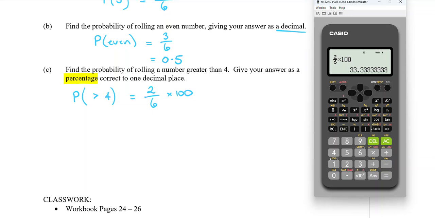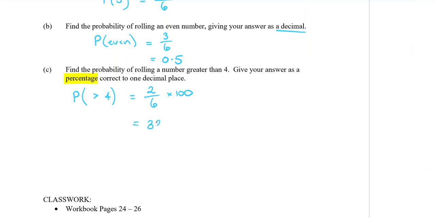So 33.333333. Or we could write that as 33.3 with a repeater dot %. Oh, but that's not right, is it? What did it say in the question? Give your answer correct to 1 decimal place. So if I only want 1 decimal place, it means I want to round it.